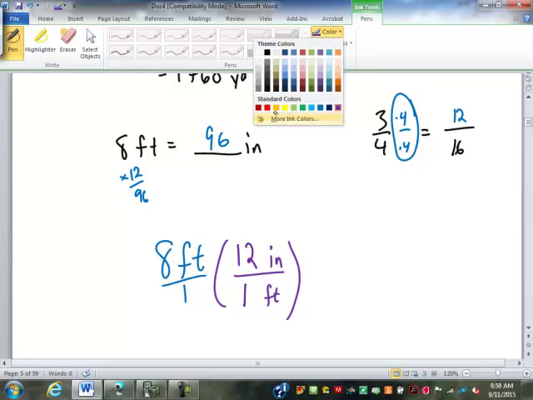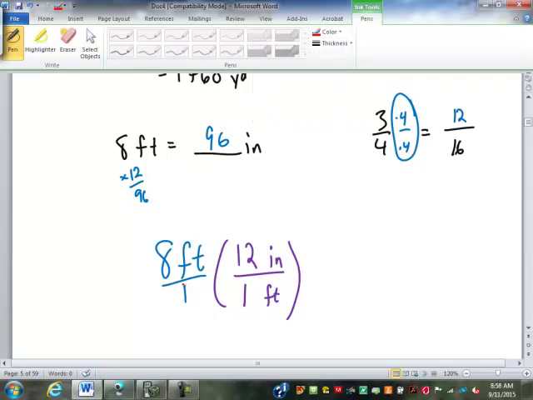Now in my fractions, when I multiply fractions, I can cross cancel. I can cross cancel names as well. I can cross cancel the feet. They're gone. Now I've got 8 times 12 inches is 96 inches. 1 times 1 is 1.